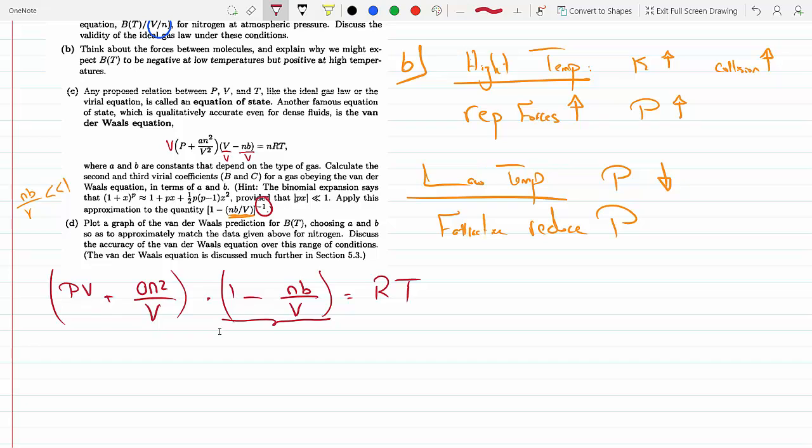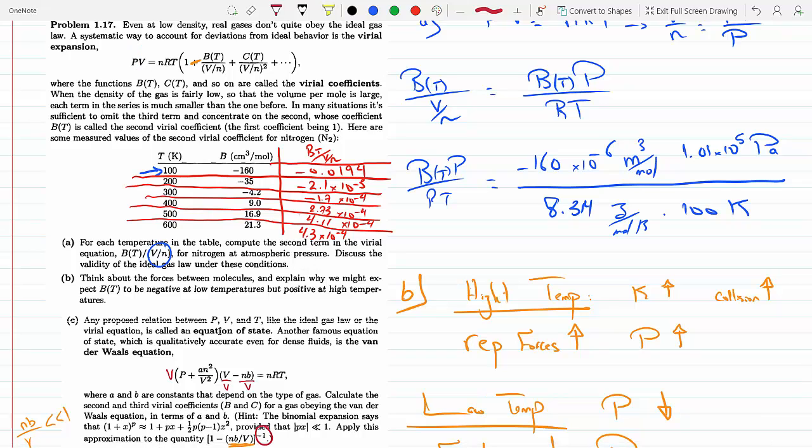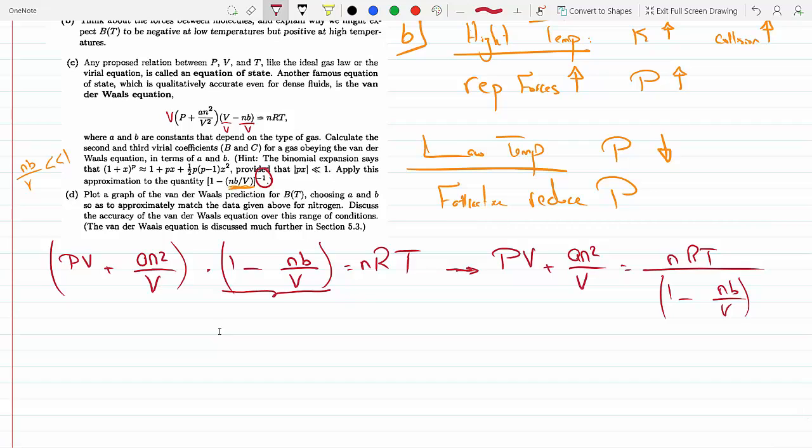And if I do that, I would get PV plus AN squared over V has to equal NRT over 1 minus NB over V. Okay, now I need this to equal PV, so I could compare it to this equation here. So I would have to move the AN squared over V term to the right. And so I would get PV equals NRT over 1 minus NB over V minus AN squared over V.